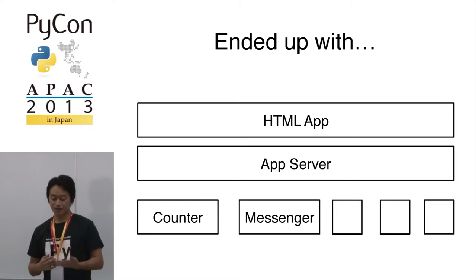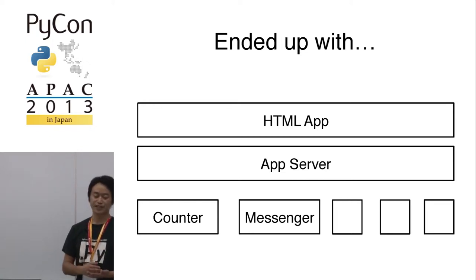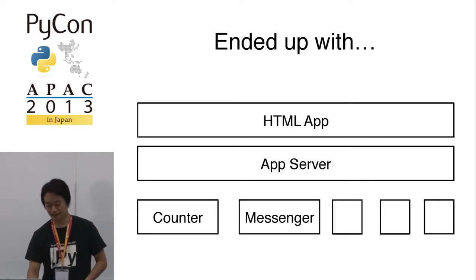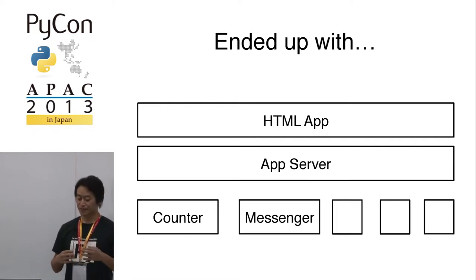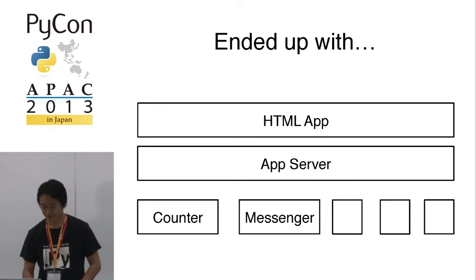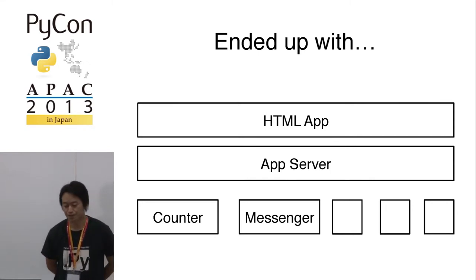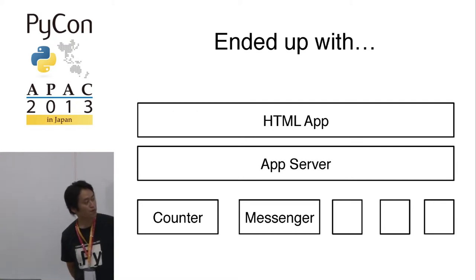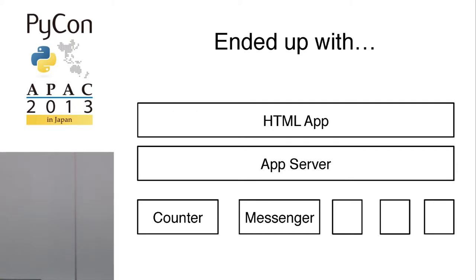Finally, we found we had similar fundamental features again and again, such as counting up numbers, exchanging text messages between people, and synchronizing between TV and smartphones. So we decided to make it easy to change the application part, on top of a platform that is well tested for sudden traffic spikes. We ended up with this: platform components are at the bottom, and we put a web application server for the project, and then another HTML application.